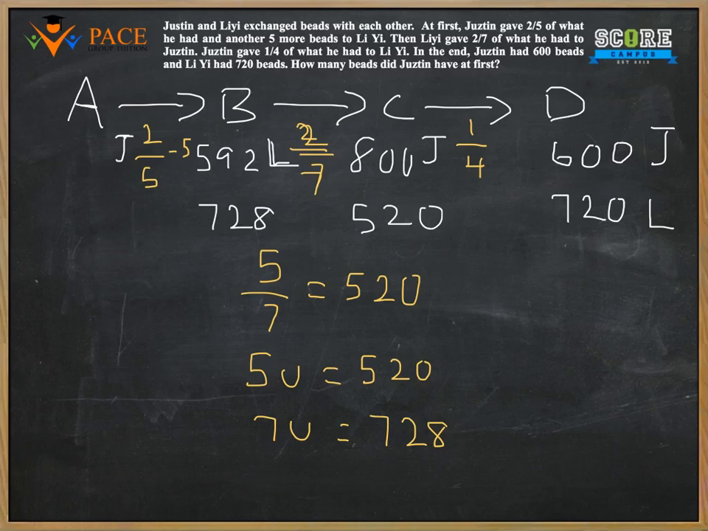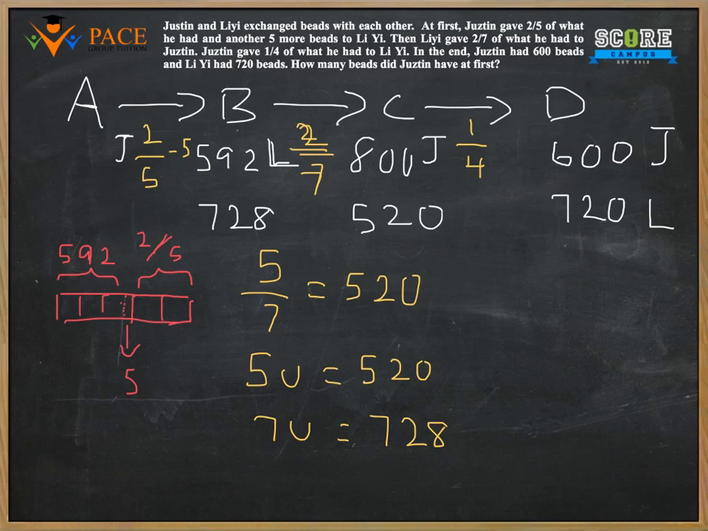Remember, we are only looking for Justin's results, okay? Now, at B, he has 592. But what happened in the beginning? Justin gave 2/5 and another 5, right? He gave 2/5 and another 5. When he gave 2/5 and another 5, he had 592.